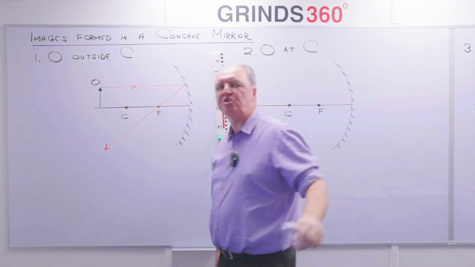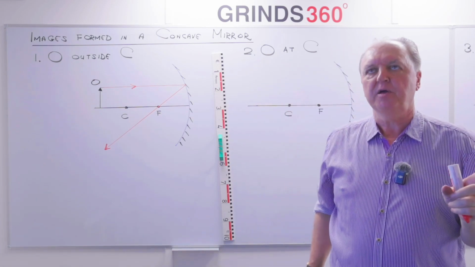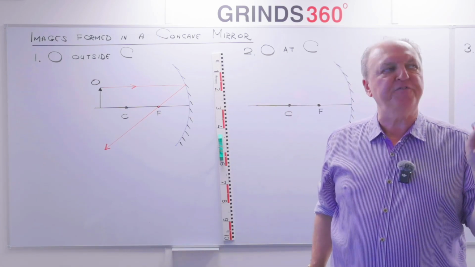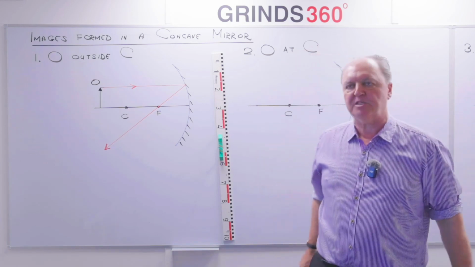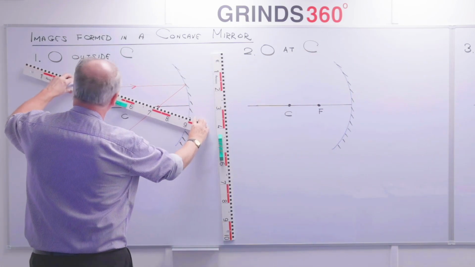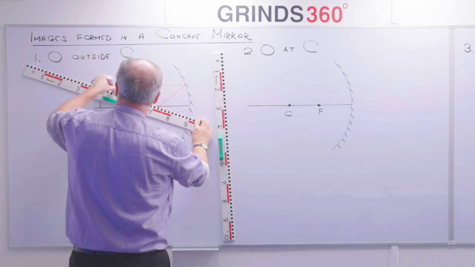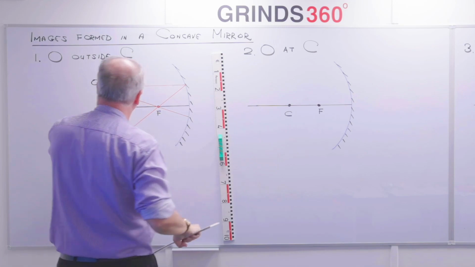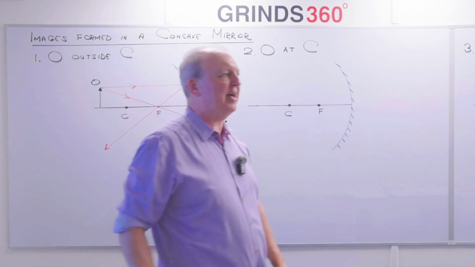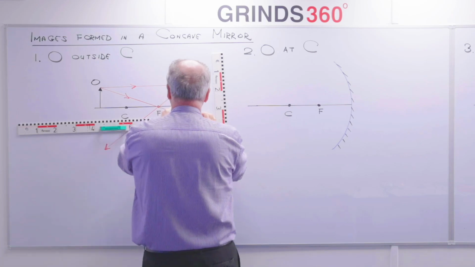Now, in order to form an image, I need a second ray. I'll take my second ray, which is a ray of light through the focus, which will end up going parallel to the principal axis. So once again, from the tip of the arrow, take a ray of light going through the focus. Where does that ray of light end up going? That ray of light will end up going out parallel to the principal axis.